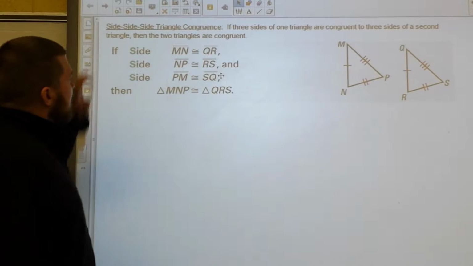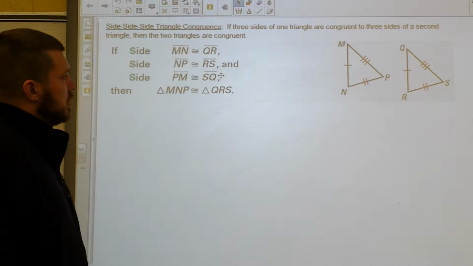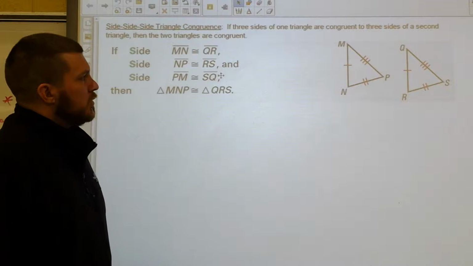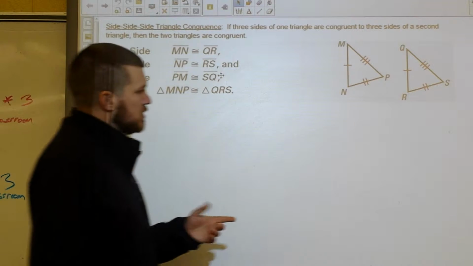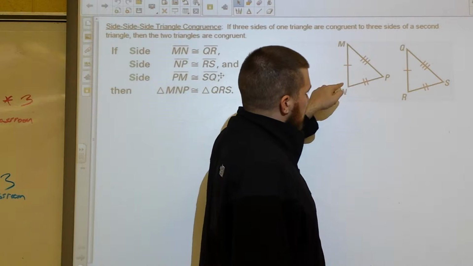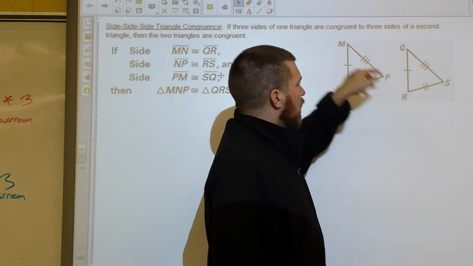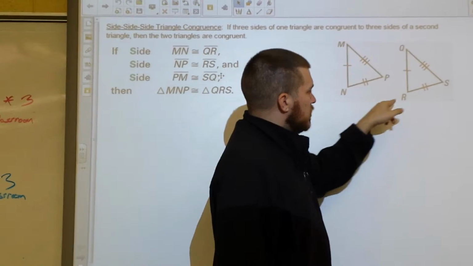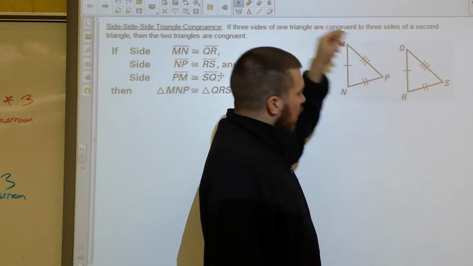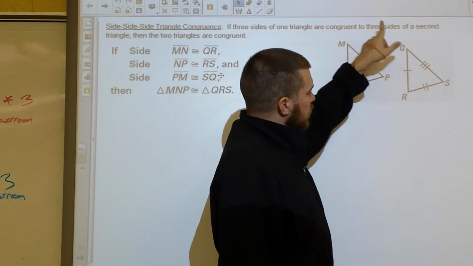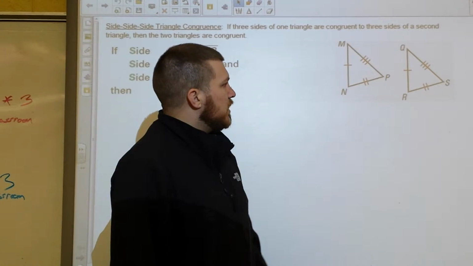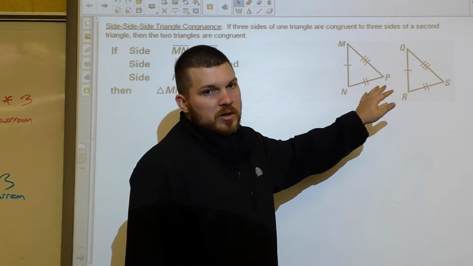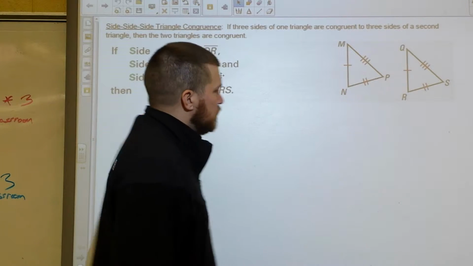In side-side-side triangle congruence, we're told that if three sides of one triangle are congruent to three sides of the second triangle, then the two triangles have to be congruent. So for instance, if we know that MN is congruent to QR, and NP is congruent to RS, and MP is congruent to QS, so three pairs of sides are congruent in these two triangles, then that automatically means that these two triangles are congruent themselves.